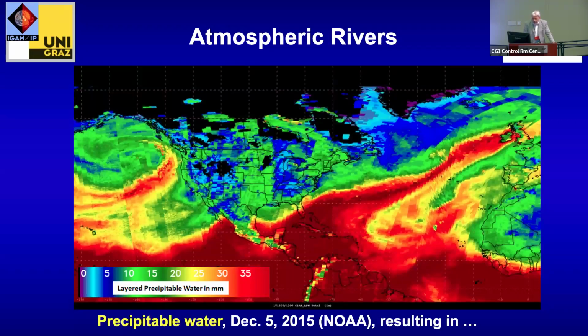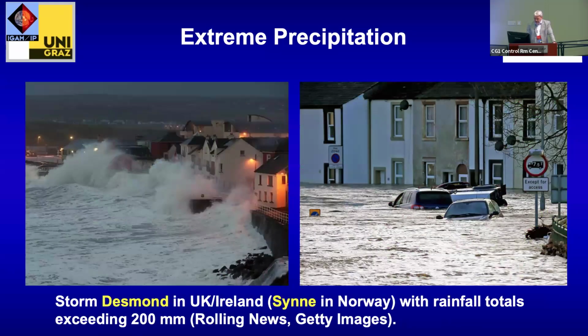This is an example for the Atlantic Ocean, given in millimeters. 35, 40 millimeters is a pretty high amount of water vapor. This one extended all the way from the Caribbean to the United Kingdom, and then even further to Norway, and created havoc there. In the UK and Ireland it is known as Storm Desmond. In Norway there was another name, Sinne, with lots of strong wind, rainfall, and so on.